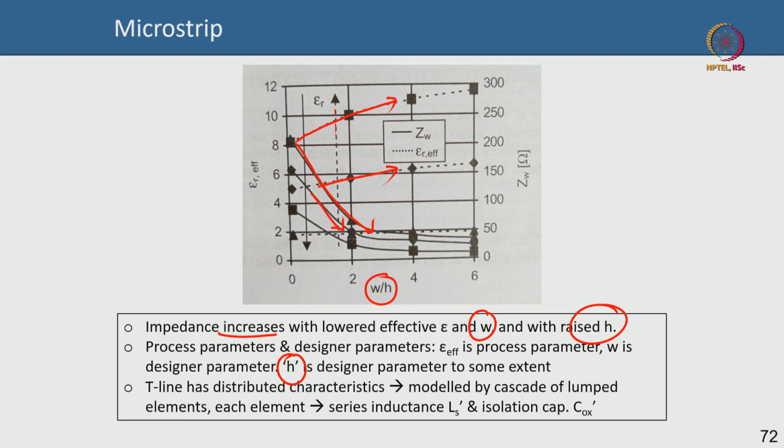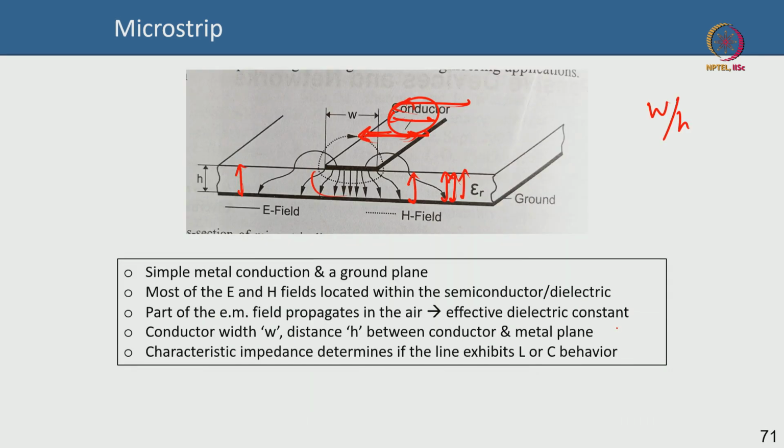W is your designer parameter, because the width of the line that you are going to put here is up to the designer, and there's a range over which you can put. You cannot arbitrarily put a very thin or arbitrarily wide line. There's a range over which you can choose.